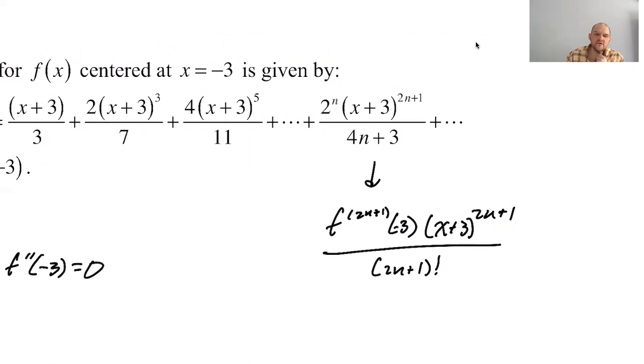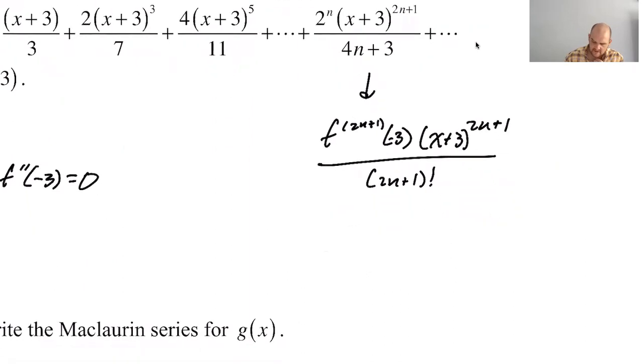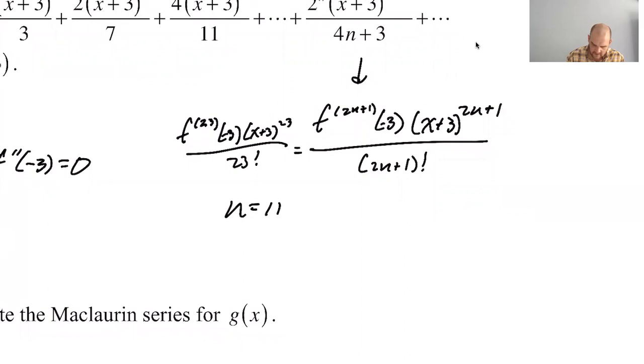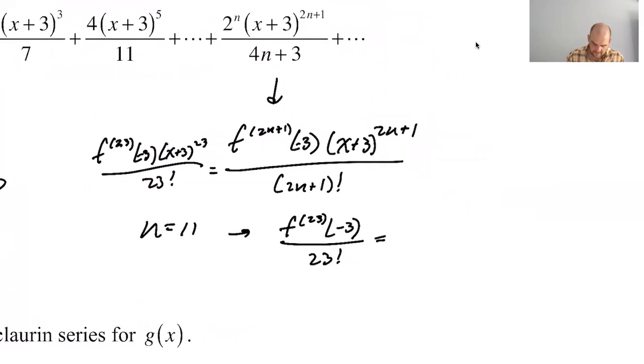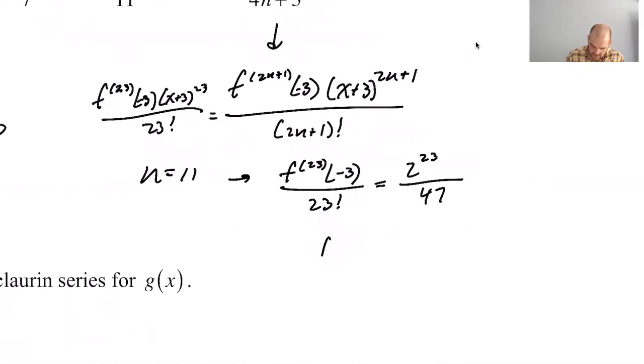Yeah, because if we have the 23rd derivative at -3, it'll be x plus 3 to the 23rd over 23 factorial. Should equal this thing, so n has to equal 11, which means that the 23rd derivative over 23 factorial equals whatever is here, right? So 2 to the 23rd over 44, 47. Golly, so the 23rd derivative, like who's asking for the 23rd derivative? It's gonna be 23 factorial, 2 to the 23 over 47.